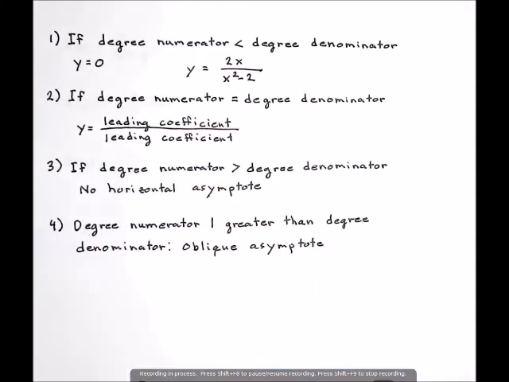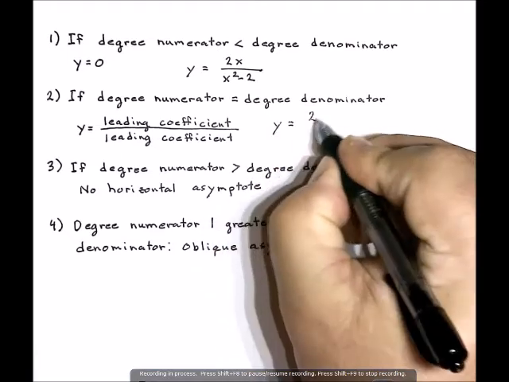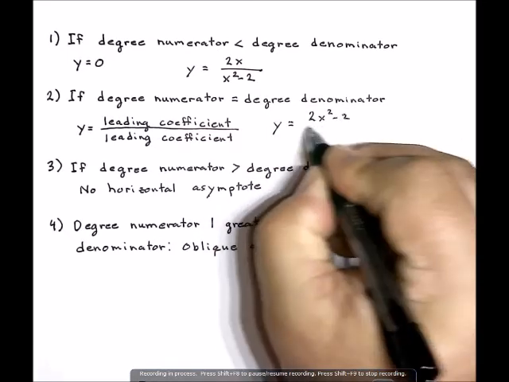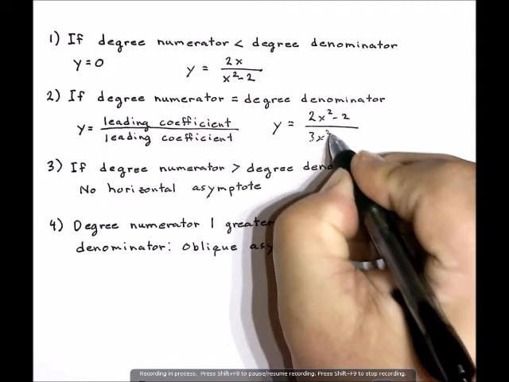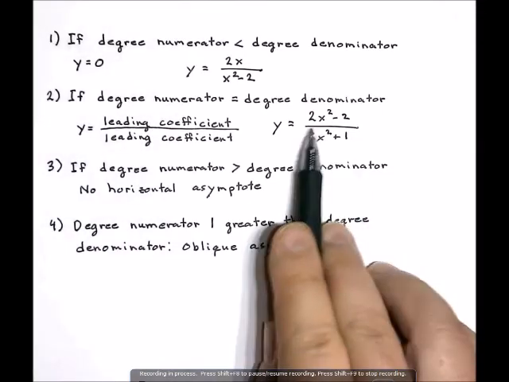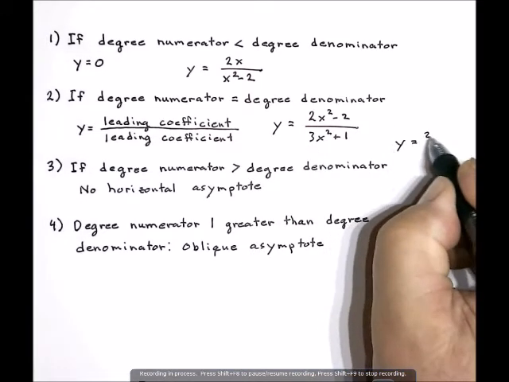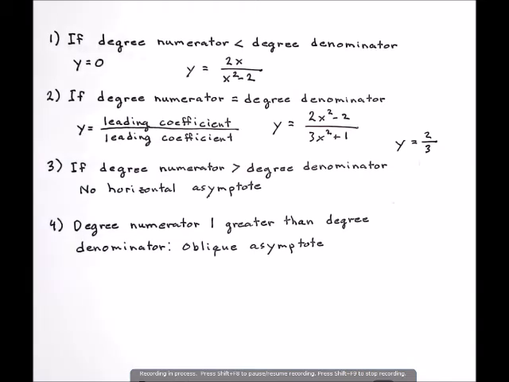Second rule, if the degree of the numerator is equal to the degree of denominator, we get leading coefficient over leading coefficient. So, in this particular example, both numerator and denominator are degree 2. So I just take the leading coefficient over the leading coefficient, and the line y equals 2/3 is my horizontal asymptote.